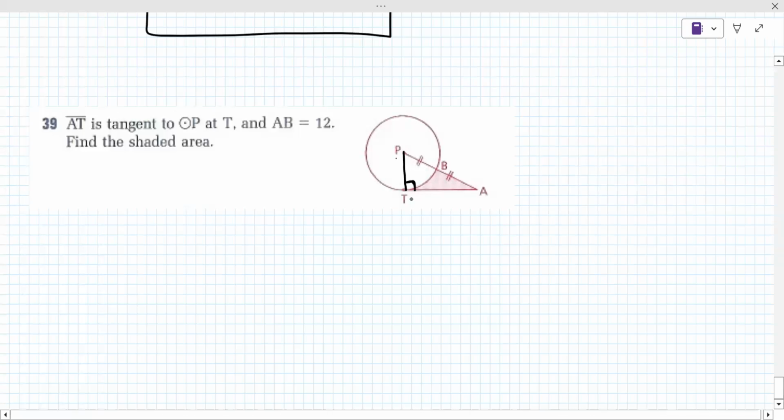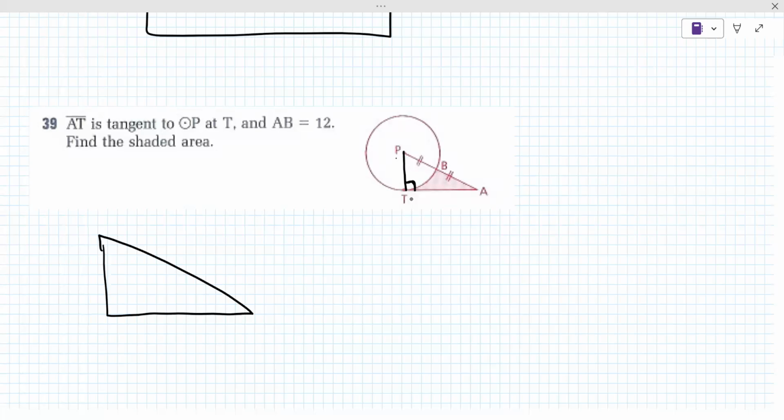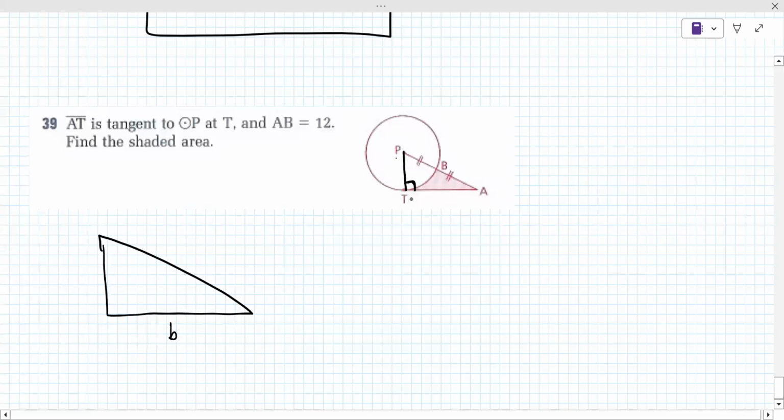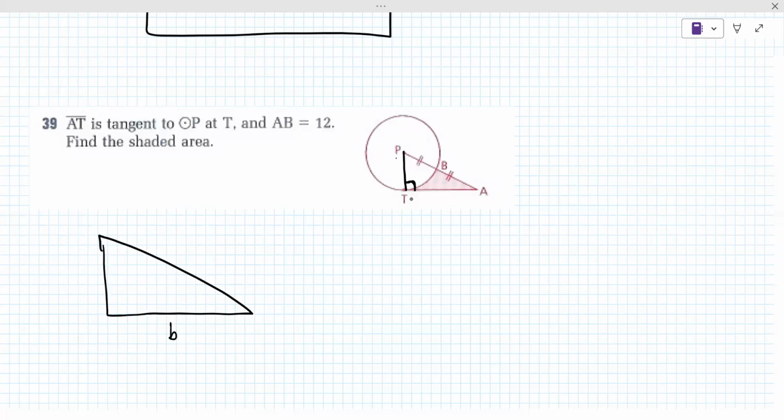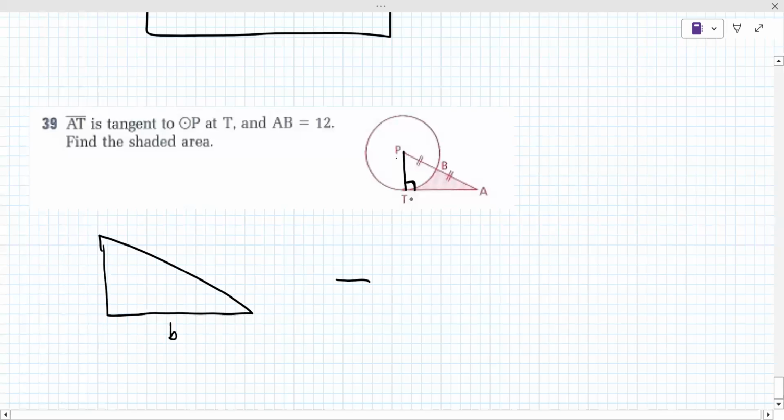Yes. Okay. So I think you can sort of see the direction we're going here on this one, which is to find the area, you need the big triangle and subtract the pizza slice.